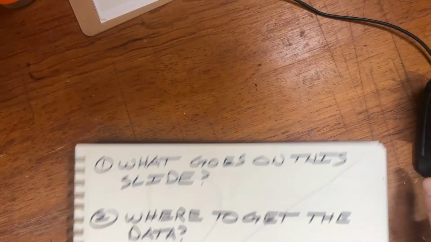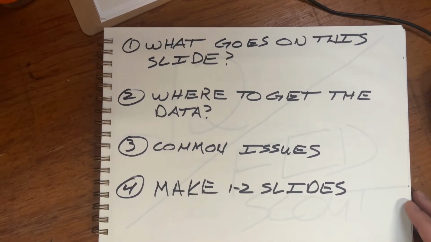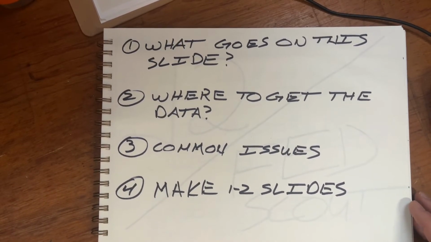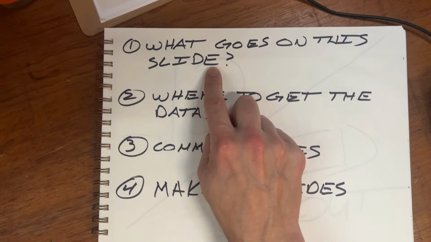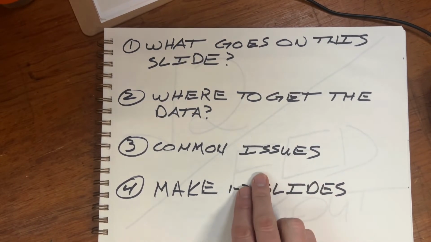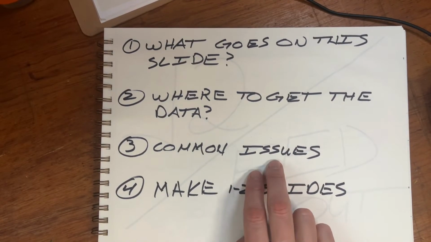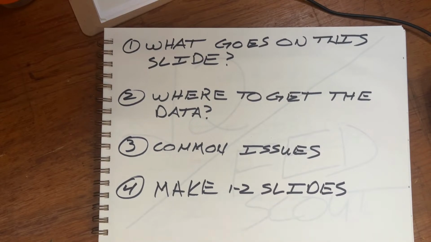Let's talk a little bit about what we're going to cover on this stream. We're going to cover four basic things. Number 1, what goes on this slide? Number 2, where do you get the data to populate the slide? Number 3, what are some common issues that people have when making this slide? And then after that, we're going to make one or two examples.